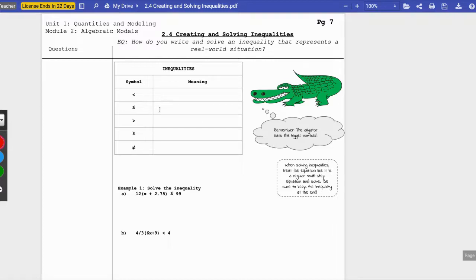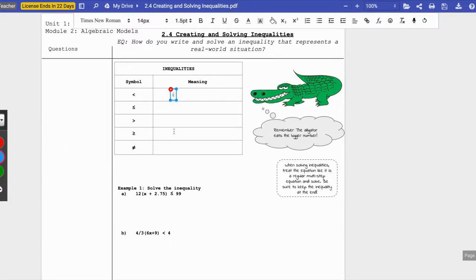First, we've got a bunch of symbols, and we have to figure out what they mean. The first one just means less than, strictly less than, which means it cannot equal whatever number we're looking at. When it has the line underneath, it means less than or equal to, which means it could be that number. Let's say 3 is less than or equal to 4. It could be less than 4, but it could also equal 4.